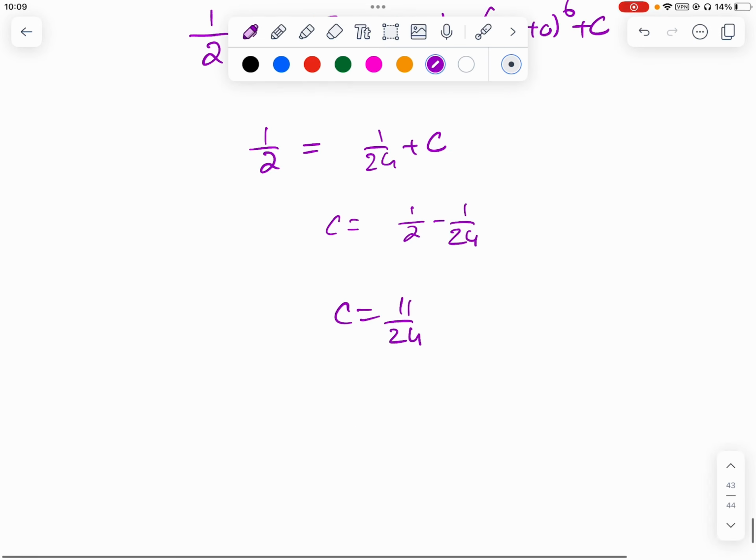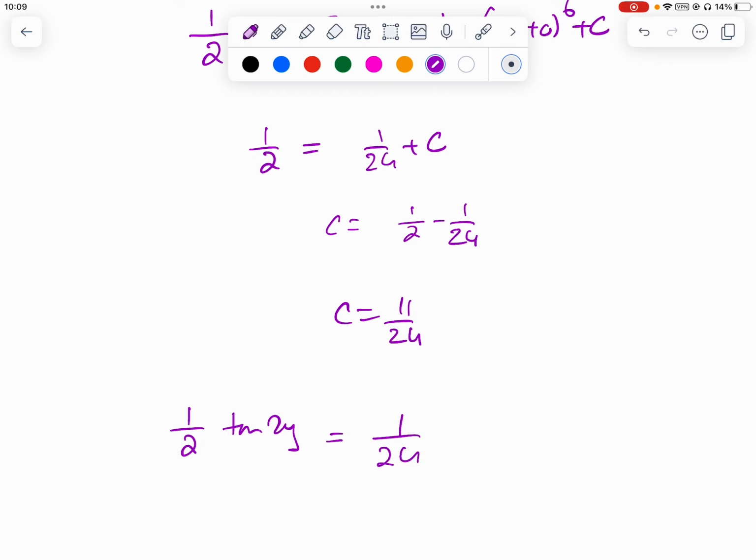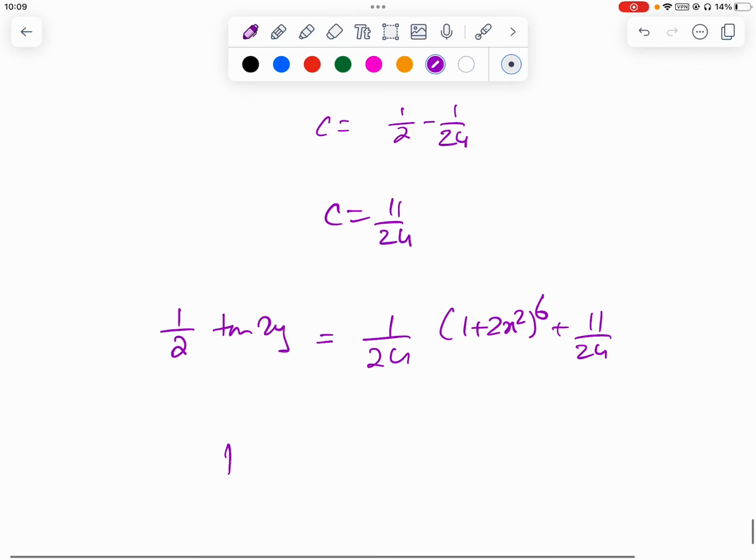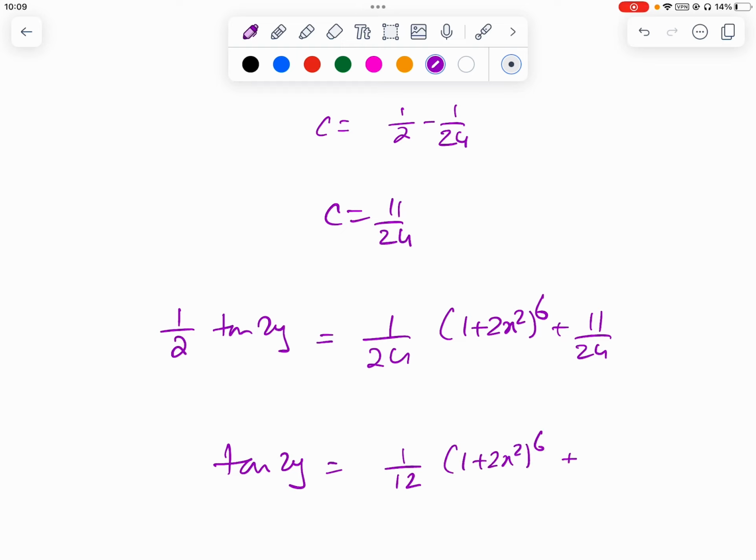So what will be the final equation? 1 upon 2 tan 2y equals 1 upon 24 times 1 plus 2x square whole to the power of 6 plus 11 upon 24. Multiply by 2, tan 2y equals 1 upon 12 times 1 plus 2x square whole to the power of 6 plus 11 upon 12. That's going to be the answer.